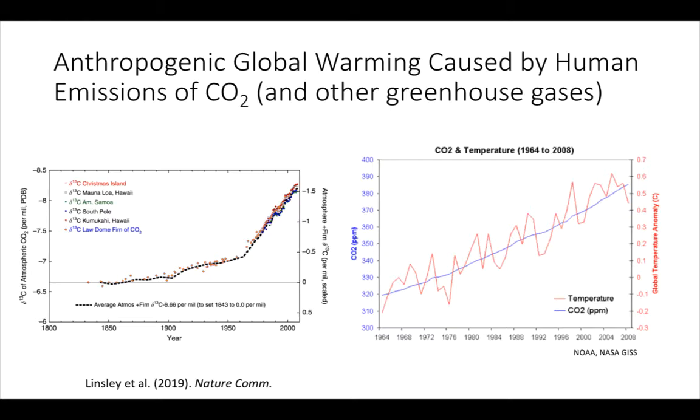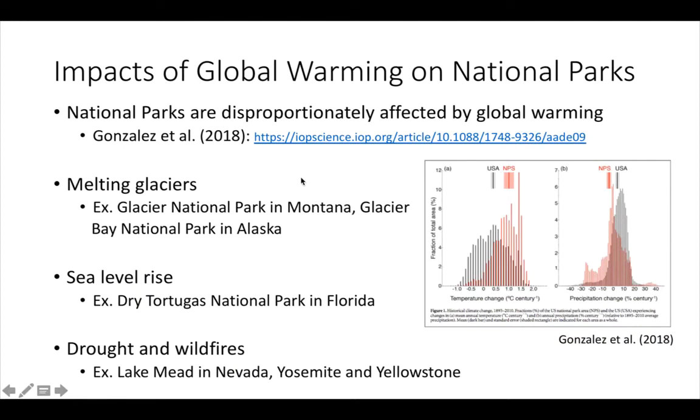So anthropogenic global warming is happening, and we know that it has impacts on our national parks. A study came out by a government researcher by the name of Gonzalez, and he showed that national parks are disproportionately affected by global warming. So we need to protect our national parks and adapt them to climate change.